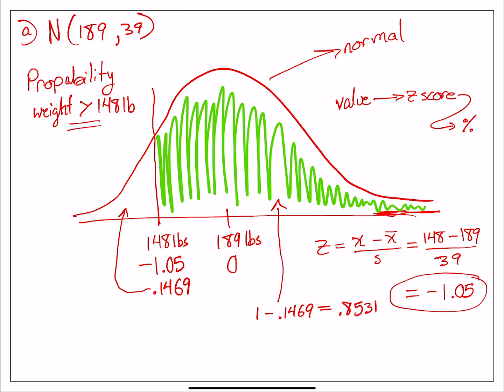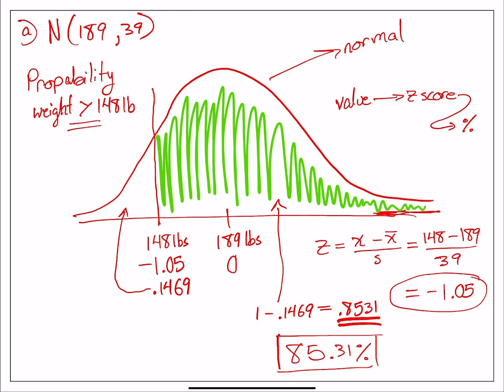So the probability that someone is above it is 85.31%. Now again, this is for what? An individual person, right? That's what this is for. It's for an individual person. And that's what we end up with. Probability of 85.31%.